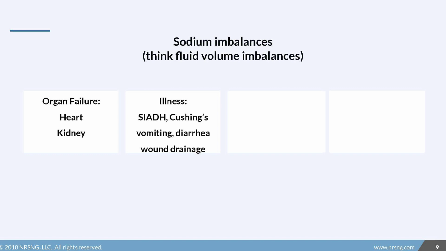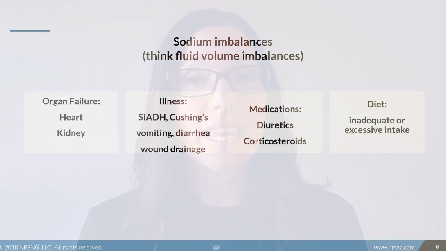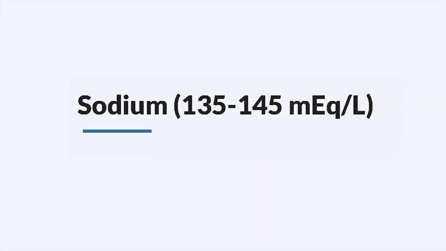Some illnesses that cause imbalances of sodium in the body are syndrome of inappropriate antidiuretic hormone, or SIADH, Cushing's, vomiting or diarrhea, and wound drainage. Some of the medications that cause a sodium imbalance include diuretics and corticosteroids. And finally, diet. Again, like potassium, if you are taking in too much or too little sodium, it is going to affect the amount that is available in your body.